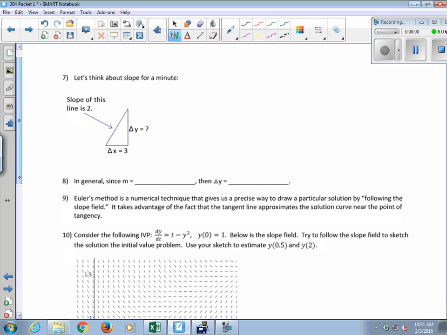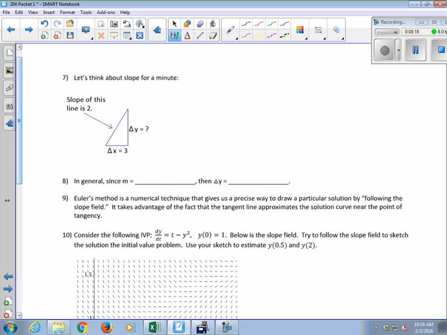All right, so we're going to move on to talk about slope a little bit more. Okay, so we've been dealing with slope fields. Let's be a little bit more specific and bring in some numbers here. A little bit less qualitative, more quantitative.